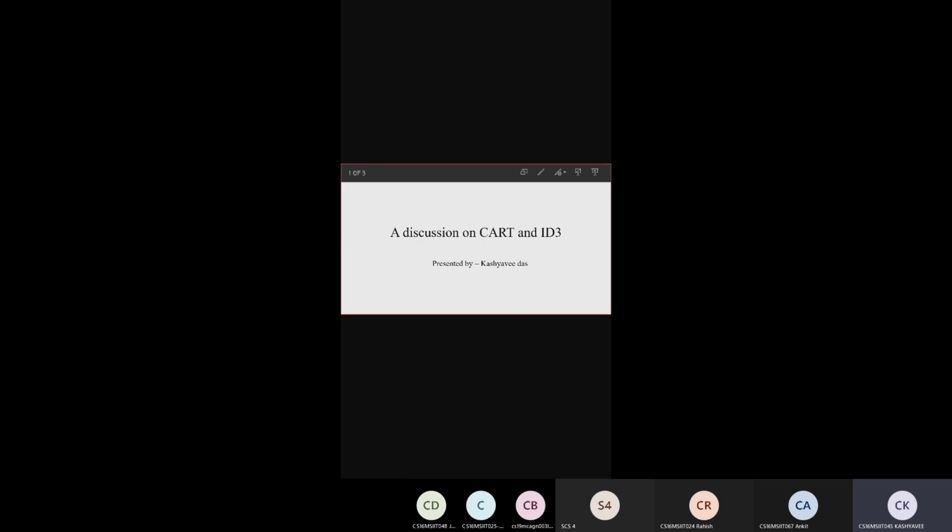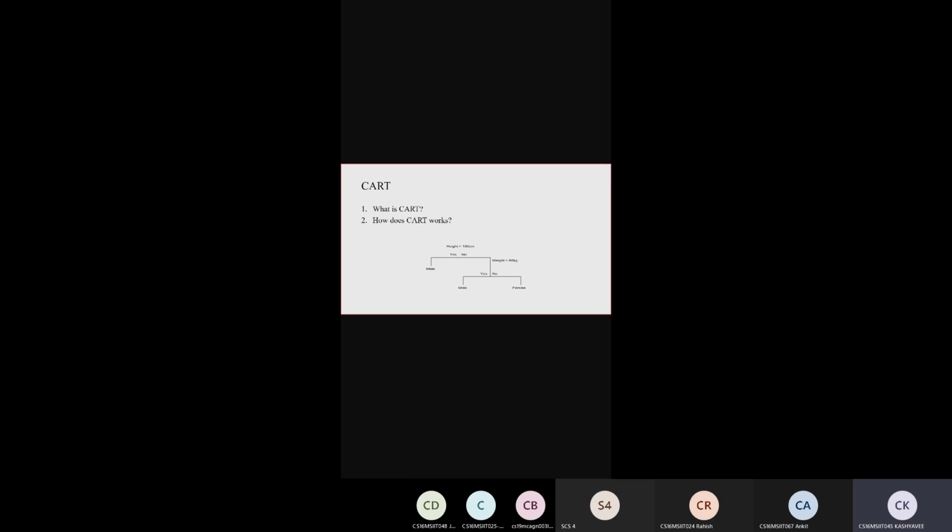Okay. So, good morning, good afternoon, everyone. Now I will be discussing the topic CART and ID3. At first, what is CART? A classification and regression tree is a predictive model which explains how an outcome variable's value can be predicted based on other values. Here CART stands for classification and regression tree.